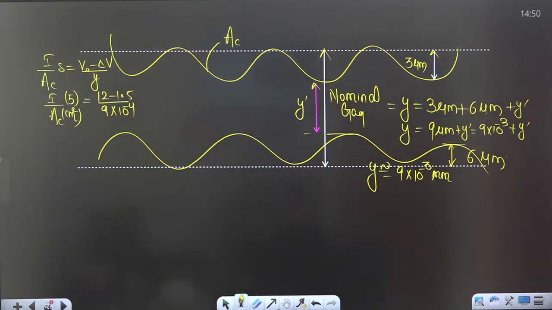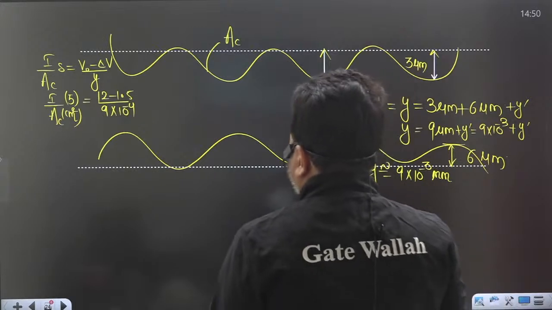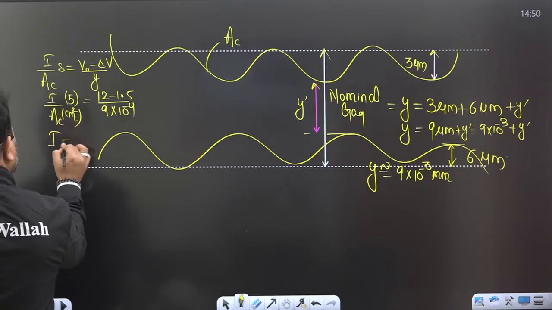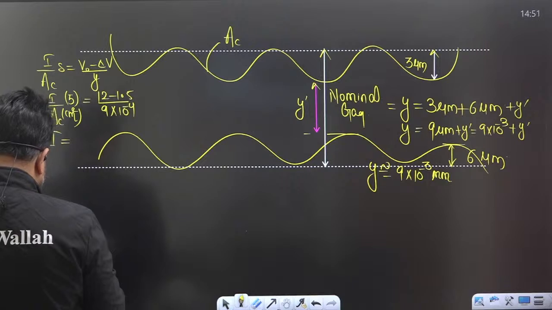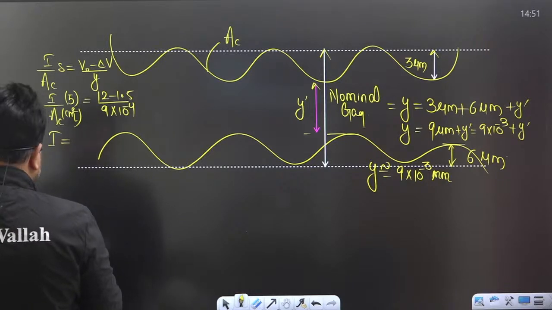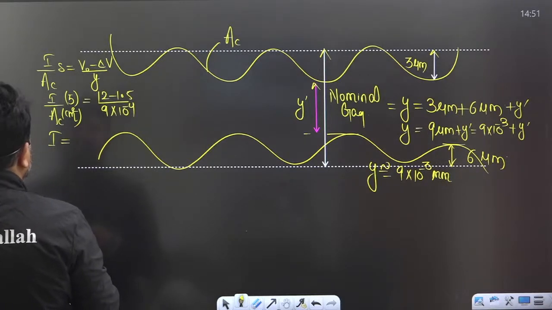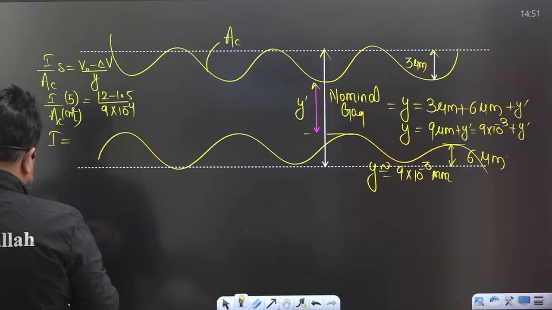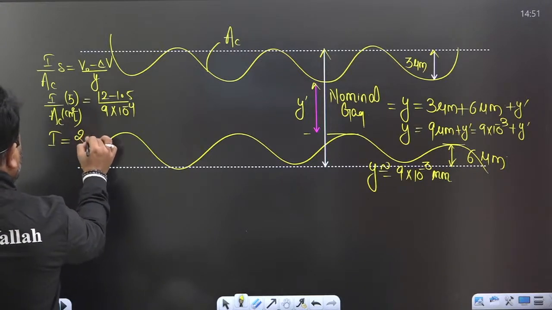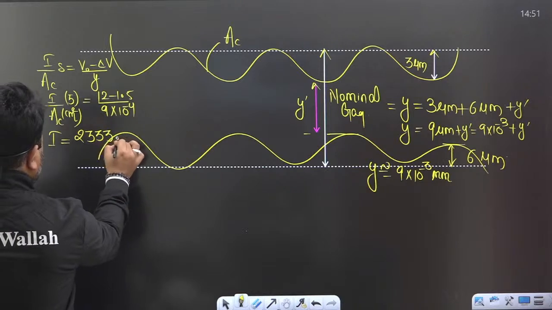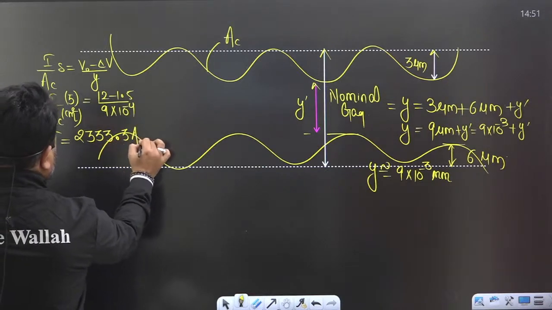Okay, so here the value of I will be 12 minus 1.5 divided by 9 into 10 to the power minus 4, and that answer divided by 5. So here I is 2333.3 AC ampere.